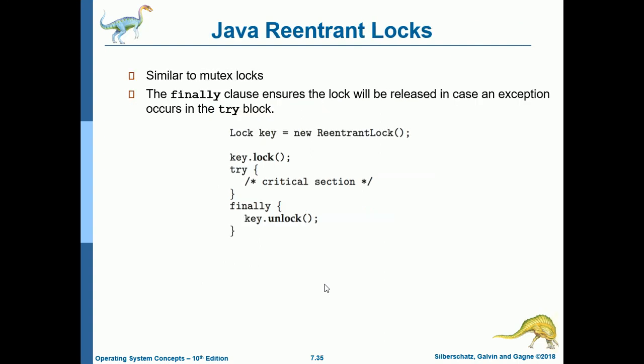So, next we have the Java reentrant locks. It is similar to mutex locks. The finally clause ensures the lock will be released in case an exception occurs in the try block. So, Lock key = new ReentrantLock, then key.lock. Then we have this try, and the process will enter its critical section, and then the finally clause, and then key.unlock. It is the same as mutex locks.